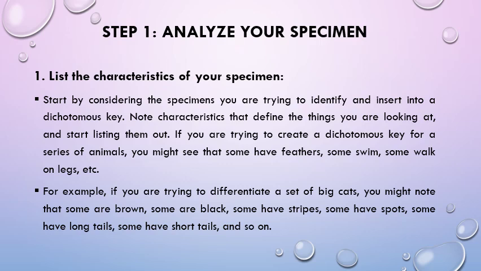If you are trying to create a dichotomous key for a series of animals, you might see that some have feathers, some swim, some walk on legs, etc. So simply write down all the characteristics which you can see in the organism. For example, if you are trying to differentiate a set of big cats, you might note that some are brown, some are black, some have stripes, some have spots, some have long tails, some have short tails, and so on. These are the examples which you can use in making the dichotomous key.